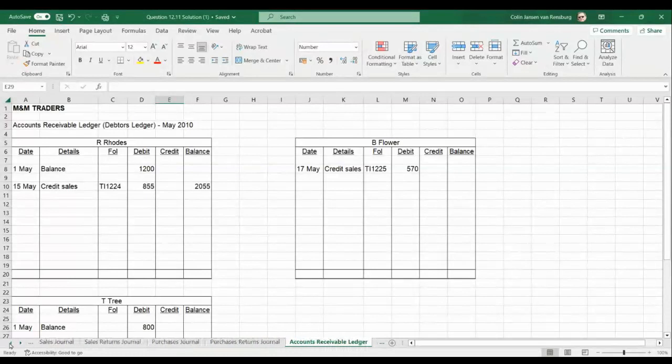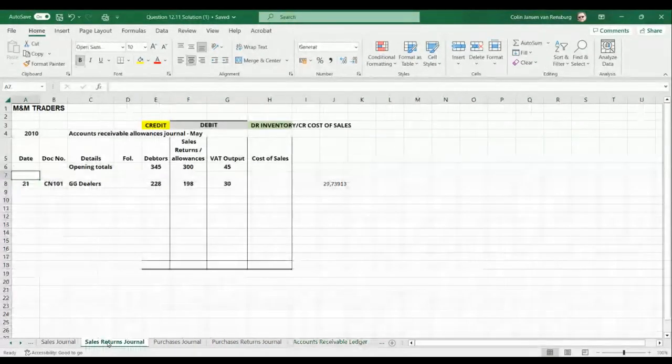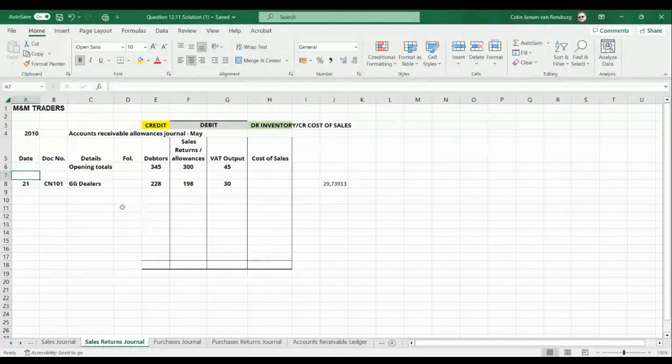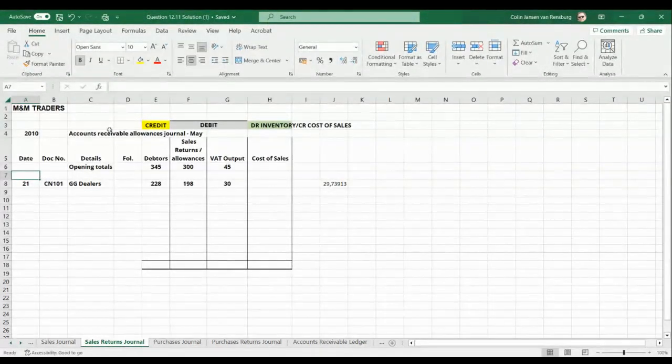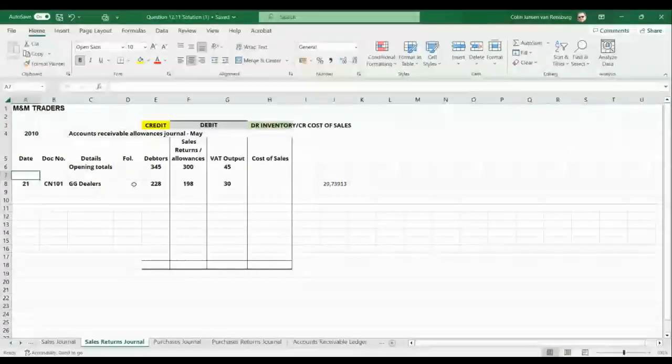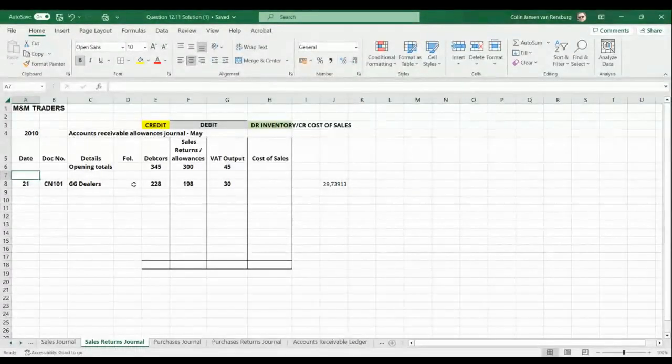So we'll have to go a little bit back. Sales returns journal. So did we have anything? Right, accounts receivable allowances journal. There we saw that there was a credit note. I think that was actually an overcharge. We overcharged that debtor called G&G dealers. So let us now go and post that as well.